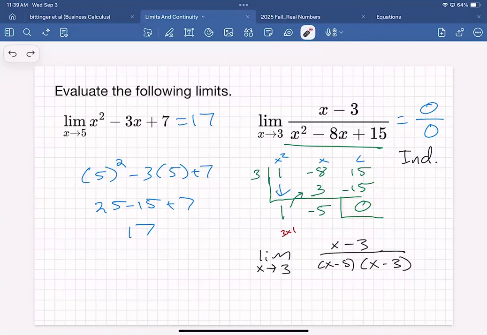Only if the remainder is what? 0. Only if the remainder is 0. If the remainder is not 0, then we wouldn't even have to bother with it, because we would have 0 over a, whatever number it is, which is just 0, okay?